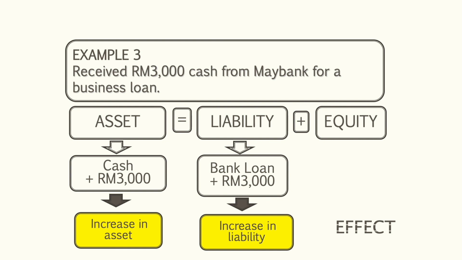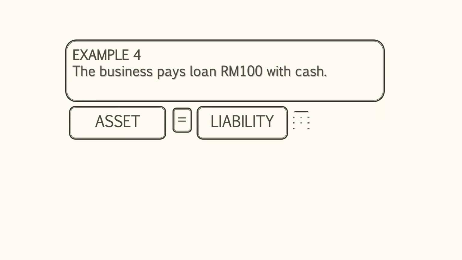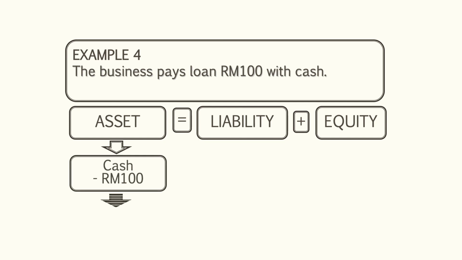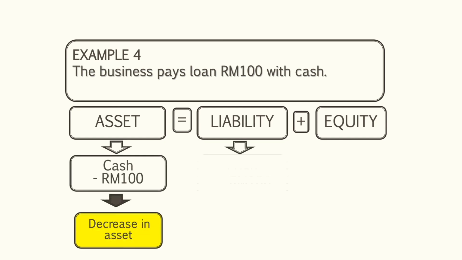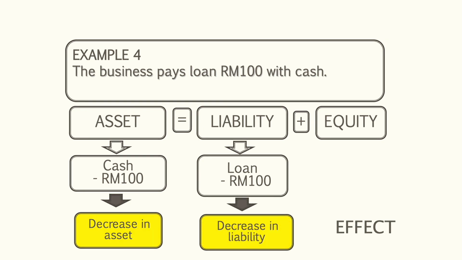So we look at example number 4 now. The business pays loan RM 100 with cash. What happens when we pay the loan with cash? The money will go out, right? So under the asset, under the item cash, we have to minus RM 100. And in the liability part, we have to minus RM 100 under the item of loan. From this transaction, we can see that a decrease in asset will result in a decrease in liability.